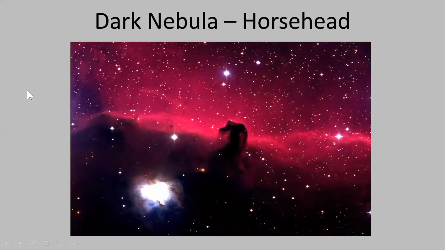Here's dark nebula. We have a gas cloud in the background, but between us and the gas cloud, there's another gas cloud which doesn't have any stars in it to excite it. So it's dark, and the gas and dust blocks the light from behind. So what you're seeing is a silhouette of a near nebula and a far nebula. It's called the Horsehead because it looks like the head of a horse.